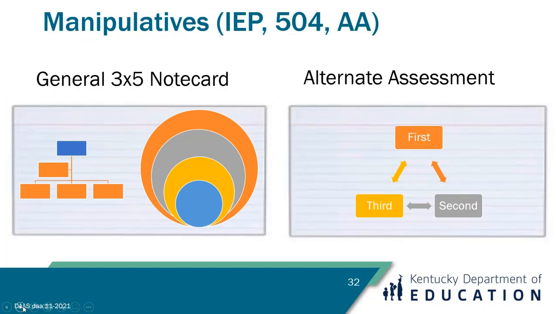Each student with the manipulatives accommodation is allowed a single 3x5 note card. You will notice that the general 3x5 note card can have shapes or diagrams, but cannot have writing or labels of any kind. A student taking the alternate assessment can have labels, such as first, second, or third on their note card, but cannot have content. So while first, second, and third are okay, it would not be okay to have first, write a thesis statement, second, order the body paragraphs to tackle evidence for the claims, third, write a conclusion to tie the thesis to the evidence.